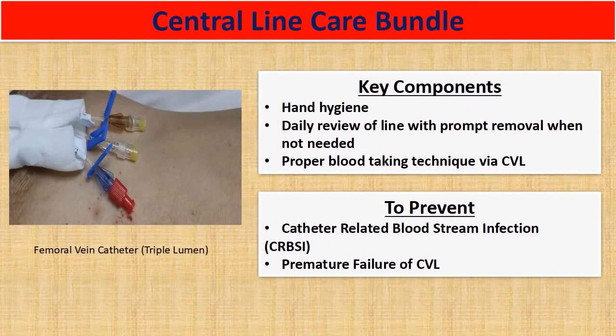Central venous lines that are inserted require specialized care. Medically, we call this a central line care bundle. This bundle covers proper hand hygiene, daily review of the central venous line and promptly removing it when it is no longer needed, and also how to take blood correctly through the central venous lines. Ultimately, we would like to preserve the central venous line, and most importantly, to prevent CRBSI or premature failure of the CVL.